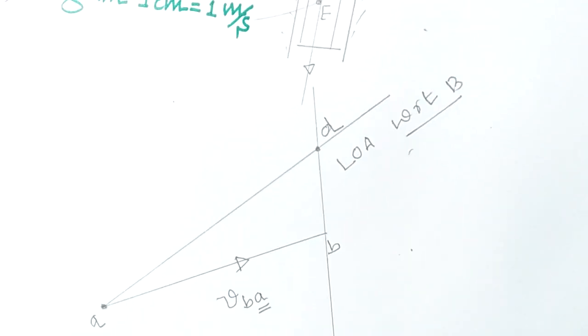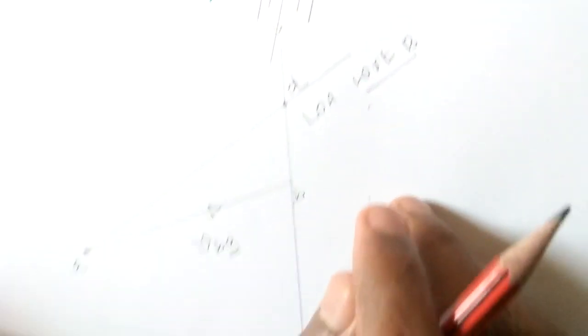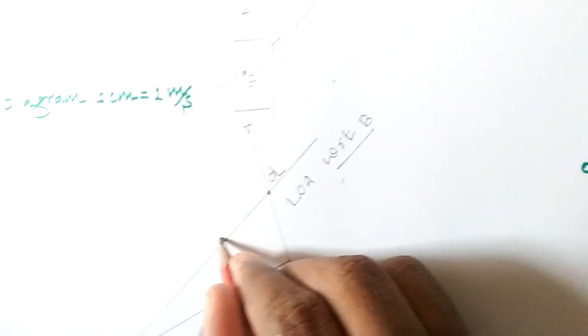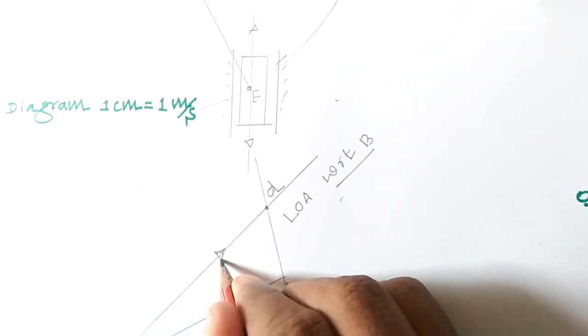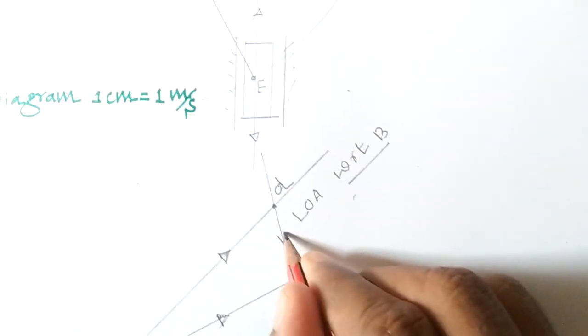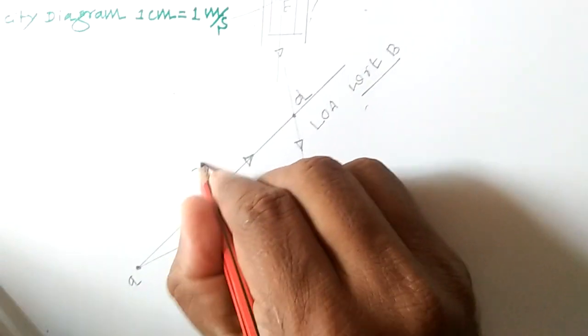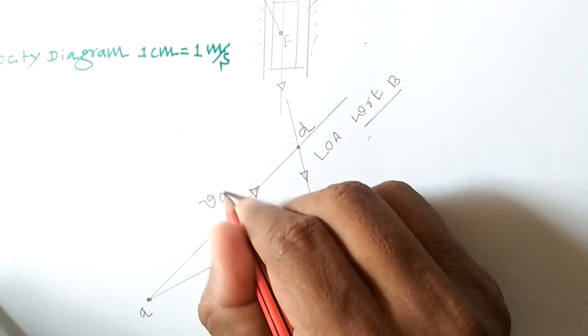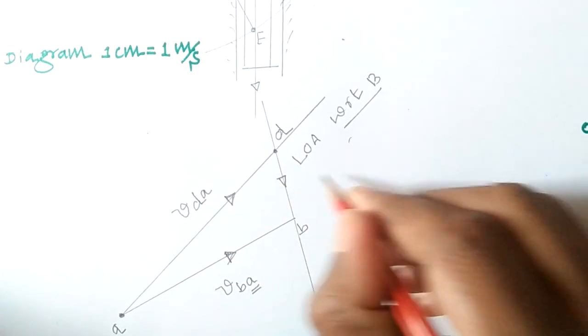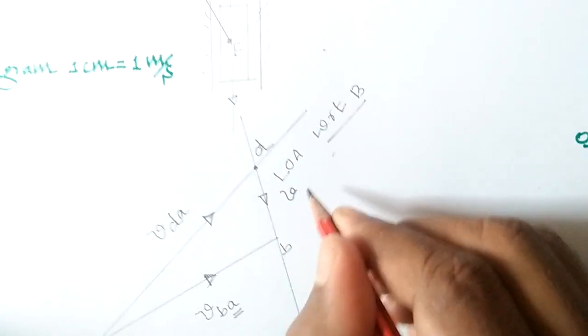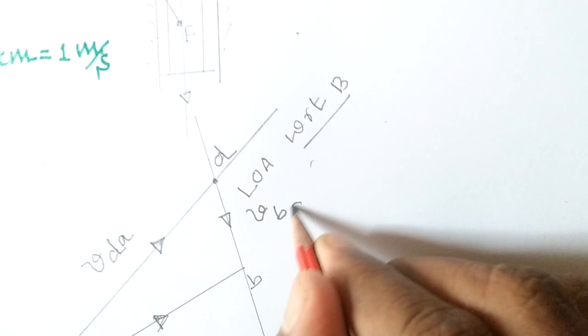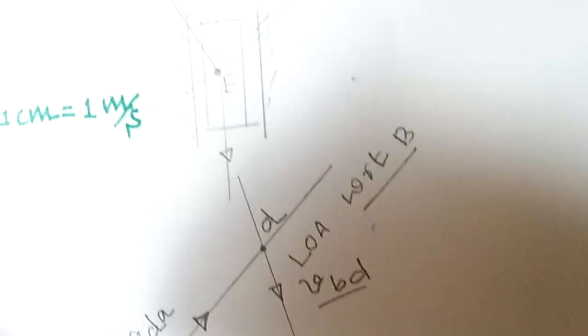Then you have to go for the vector diagram. The vector diagram is important. If you consider this as the resultant, then the remaining two should be along the same line. I will mention this one. Velocity of D with respect to A, we can write it. This is also velocity of B with respect to D, you can mention it. Then I will write it here also.